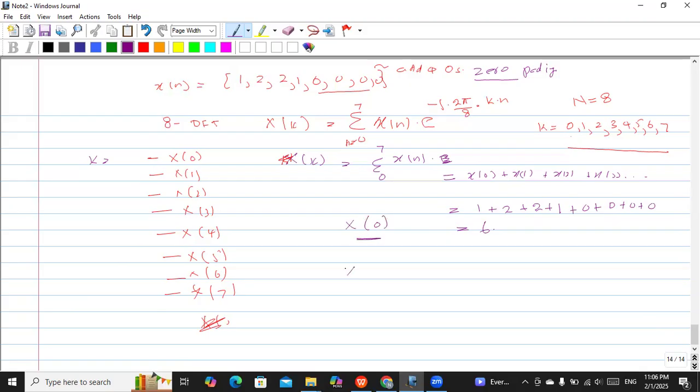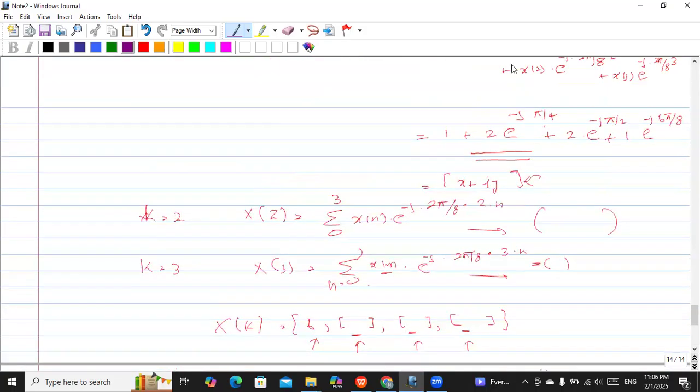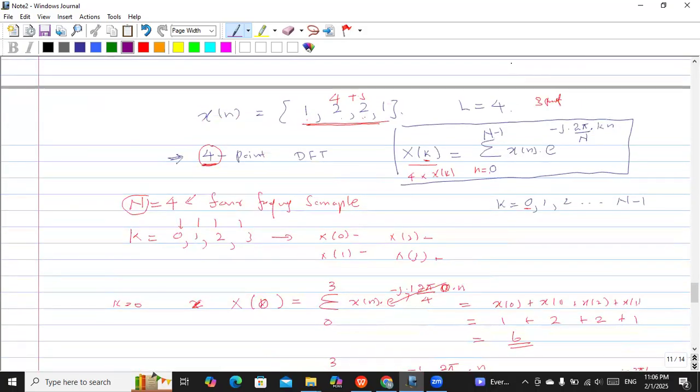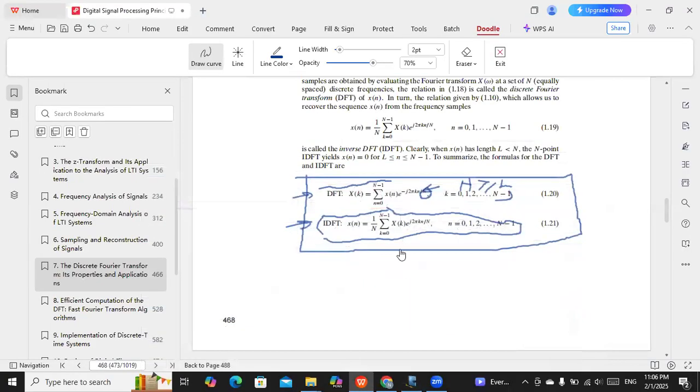In the same manner, you can find the first sample, second sample, third, fourth, fifth, sixth, seventh. Like this you can find them. So very simple, you can apply the DFT. Try to do this one by yourself.